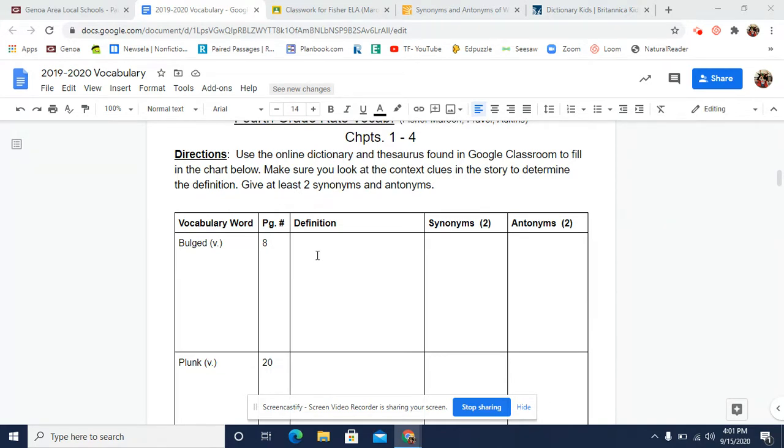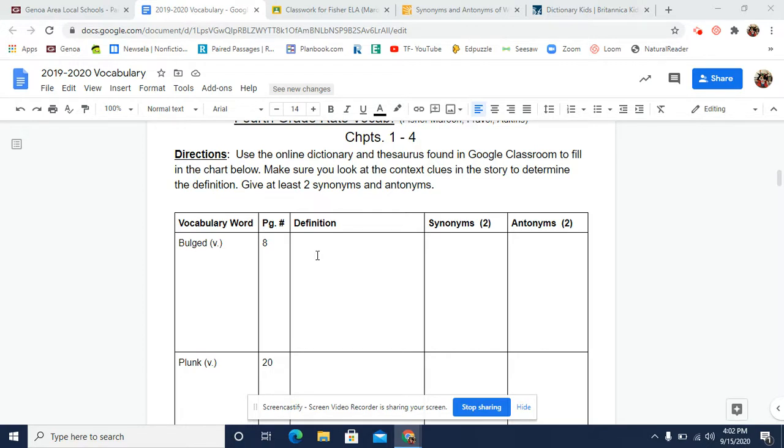All right, so you would go to page 8, and the first word is bulged. Okay, and the V next to it, that's the part of speech. The V stands for verb. So we know that bulged is a verb. And if you look on page 8, I want you to find that word and I want you to read it in the sentence so that you know what the context is.